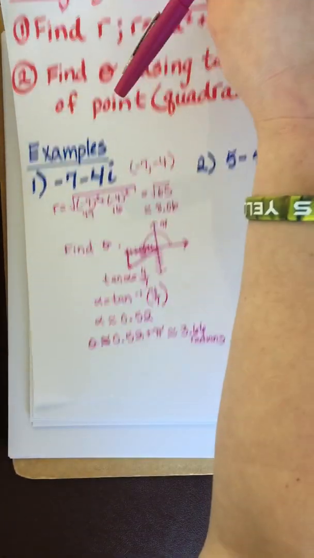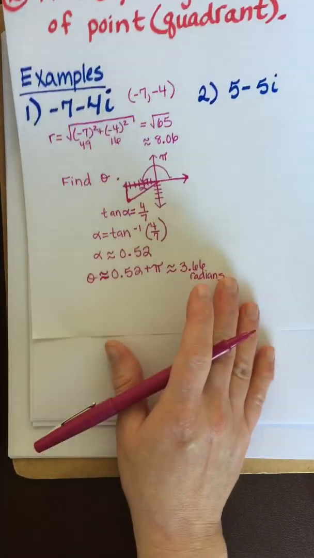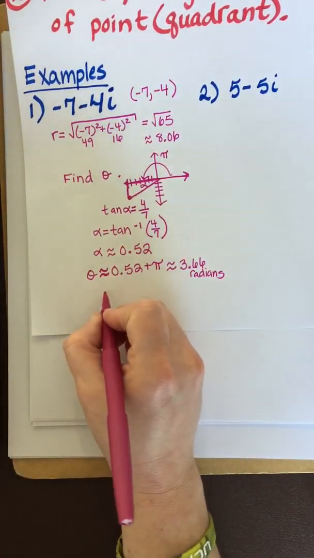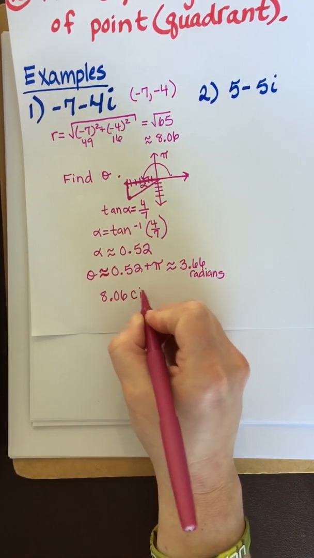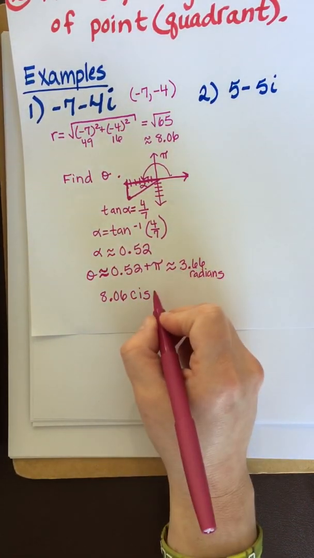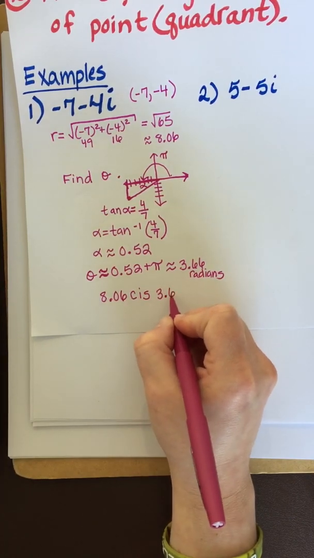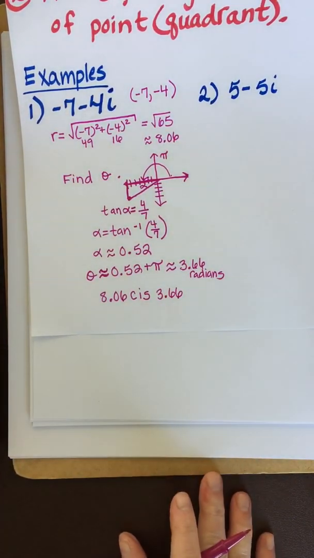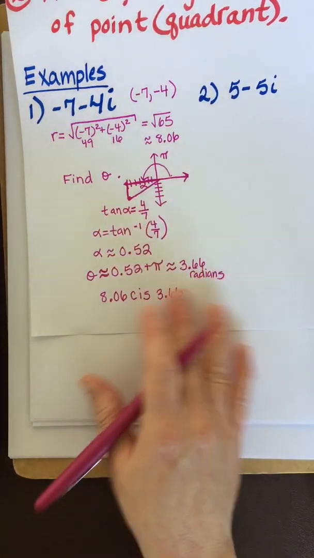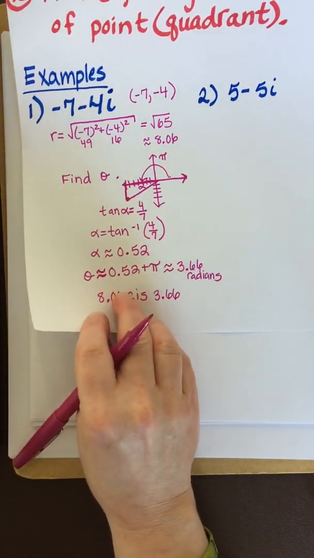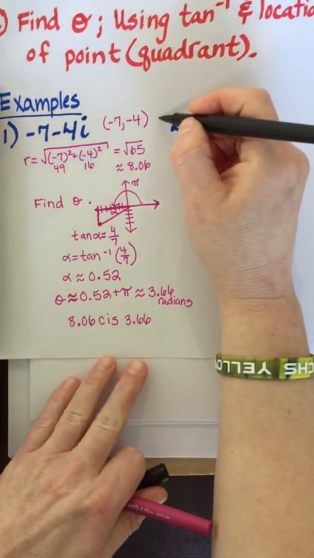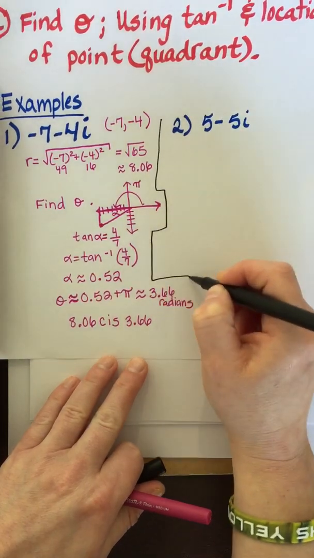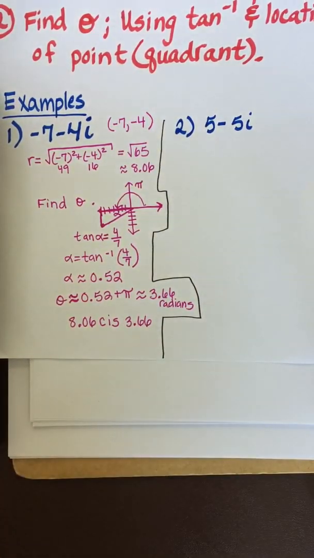So the polar form would be R, and R is about 8.06 cis, and then for theta we got 3.66, and that's it. So sometimes they do decimals, sometimes they leave it as radicals and fractions. Let's look at another one. I'm going to put a split down here. That's pretty ugly, but it'll be okay.